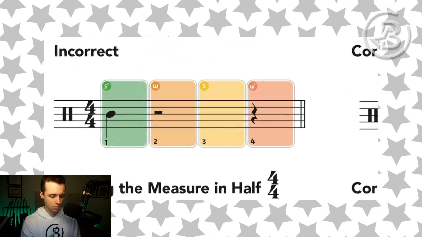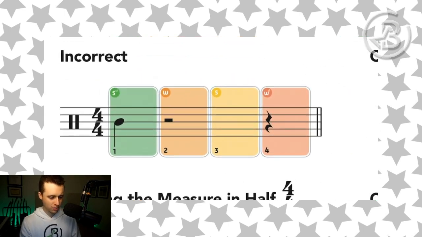Let's look at one more. This is actually almost the same example, but I'll do it again just to make sure you get it. So we have a half rest starting on beat 2. That's wrong for a number of reasons, but this is one of the reasons. Half rest starts on beat 2, lasts into beat 3.